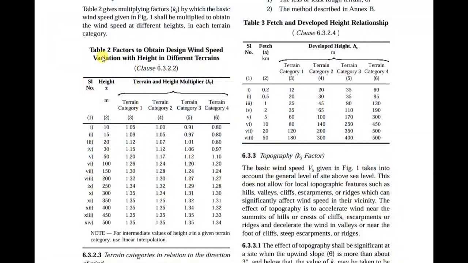In Table 2 of IS 875 we get the height multiplier value, that is K2, for different terrain categories. We have seen the 4 terrain categories, and for that multiplier values are given as per the height. See here the height starting from 10 to 500, and if your building falls in terrain category 1 you have to find out the height of the building, and then according to that you have to choose the terrain category.